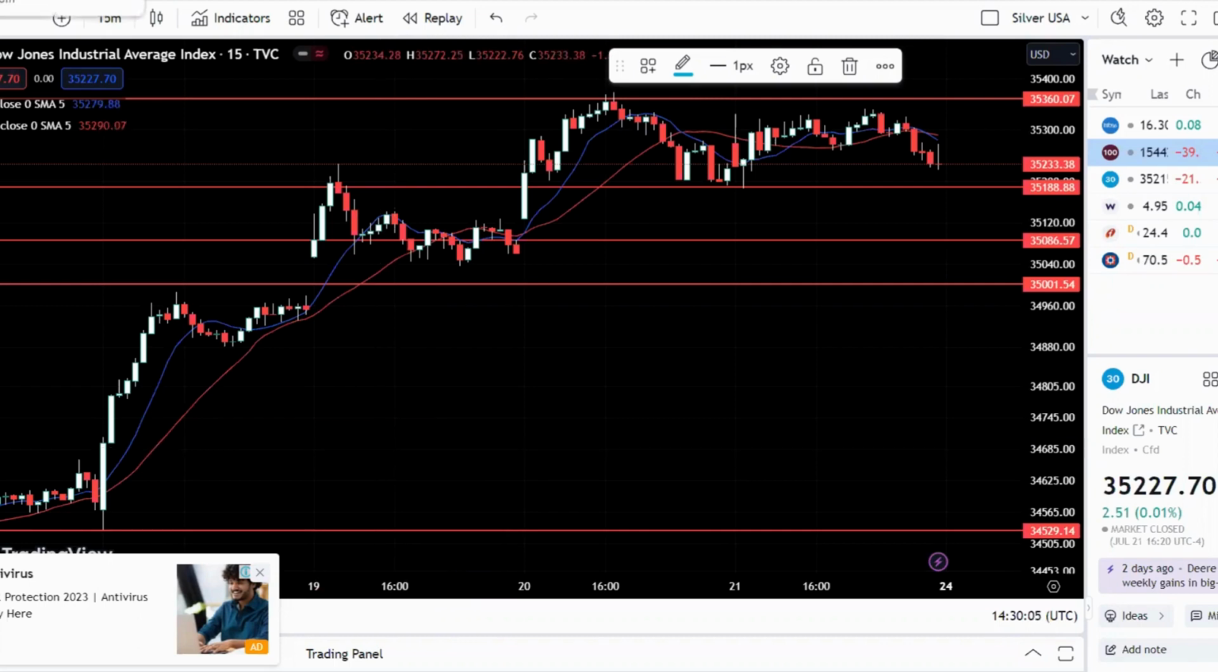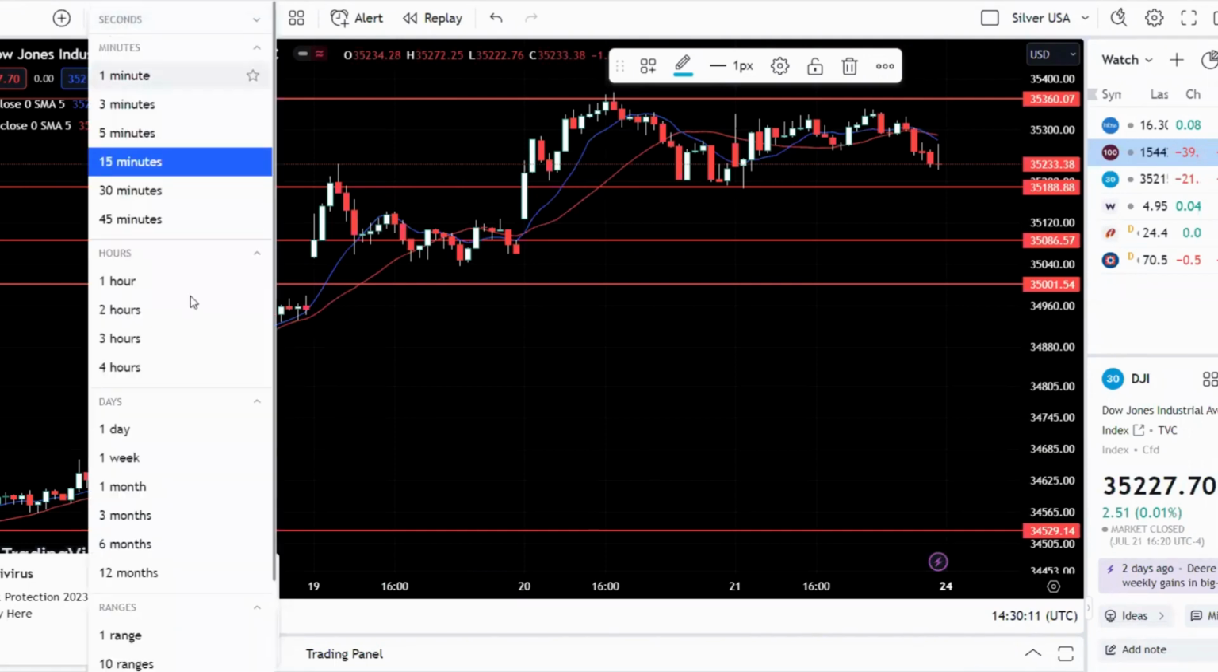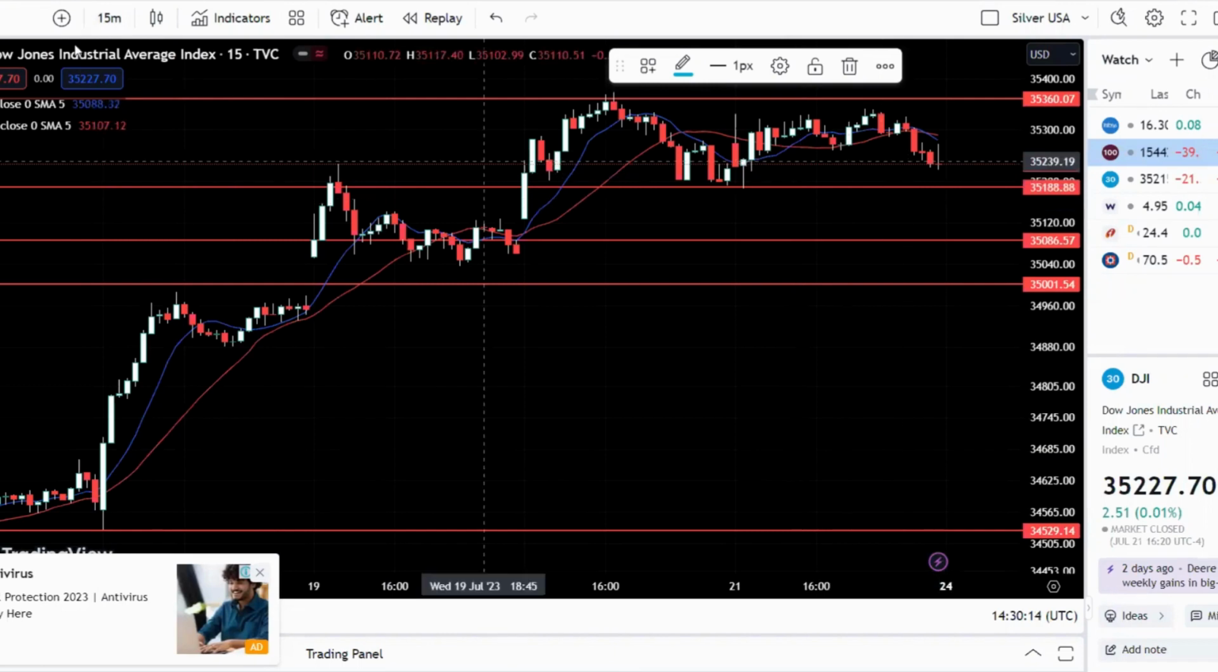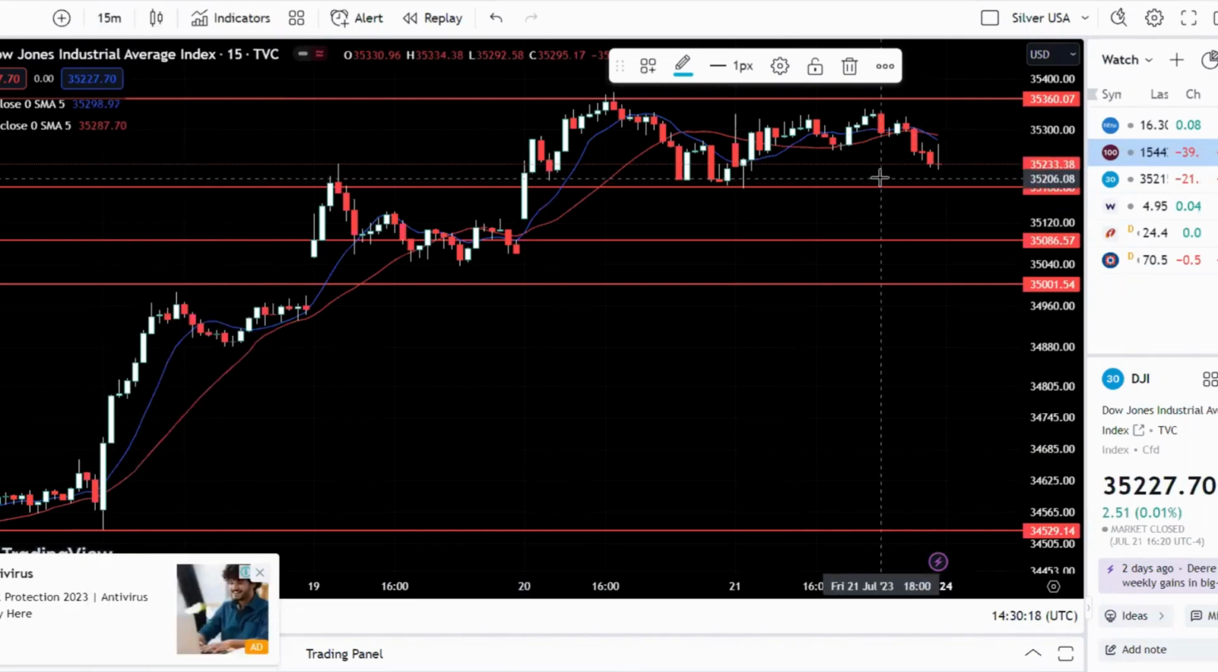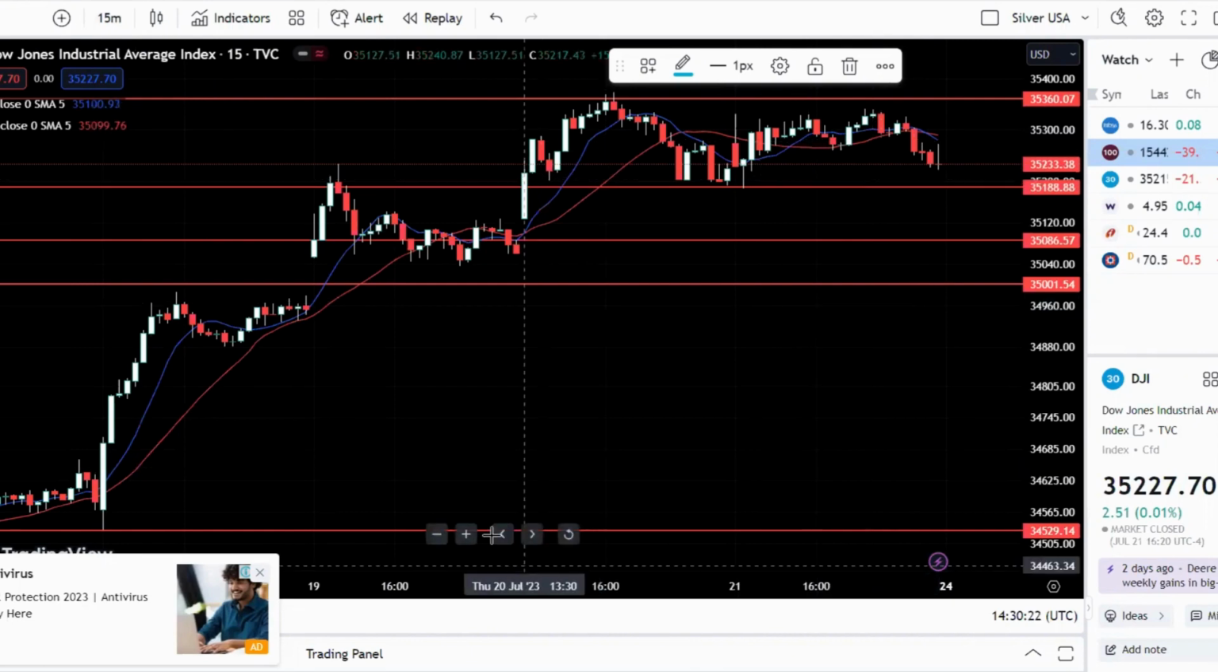Okay, so starting with Dow Jones, the Dow Jones chart is very bullish in the daily chart. It's very bullish in short-term view, which means the 15 minutes chart. I have used the 15 minutes chart just for trading purpose. It's not a long-term view, it's a short-term view just for traders.